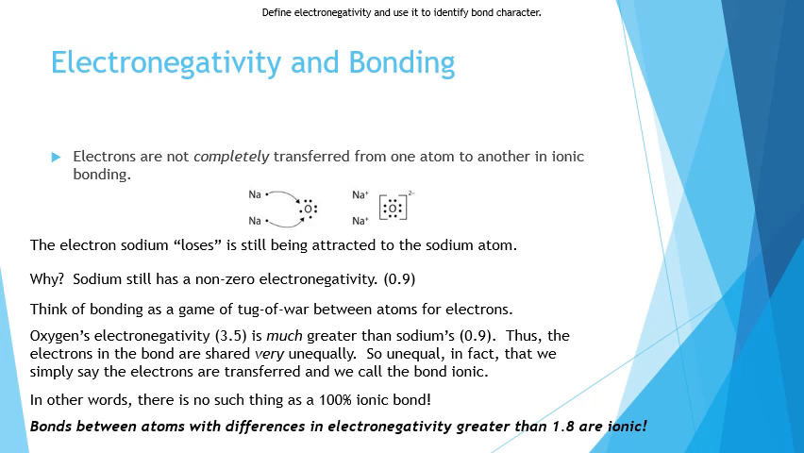The big idea here, you might be wondering, well, we're talking about large differences in electronegativity. How big does the difference have to be in order for us to consider a bond to be ionic? Well, that number is 1.8. If the difference in electronegativity between the two atoms is greater than 1.8, we consider the bond to be ionic, because the sharing is so unequal between the atoms that it's as if one atom simply gives up an electron to another. Notice the difference between sodium and oxygen's electronegativity would be 2.6. The difference between 3.5 and 0.9 would be 2.6, so that is greater than 1.8, so we consider this to be an ionic bond.